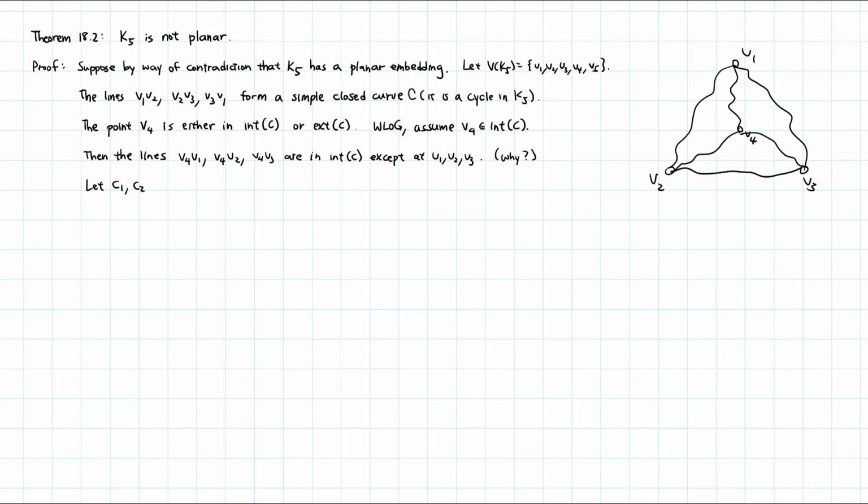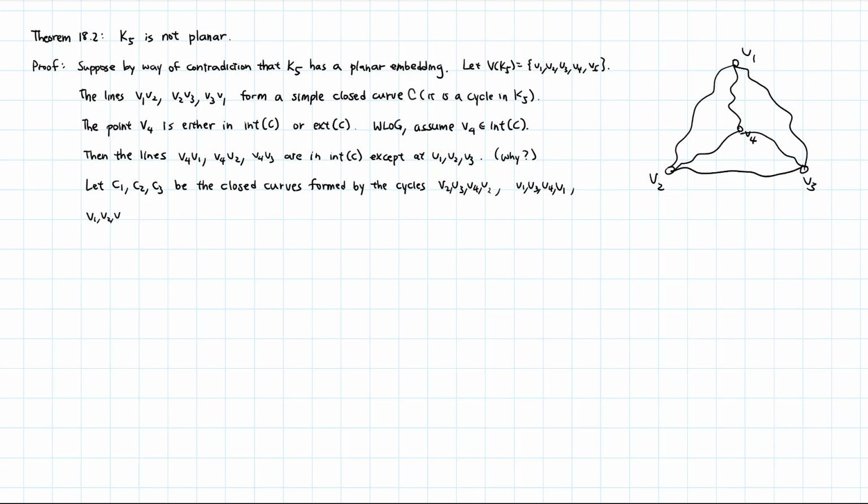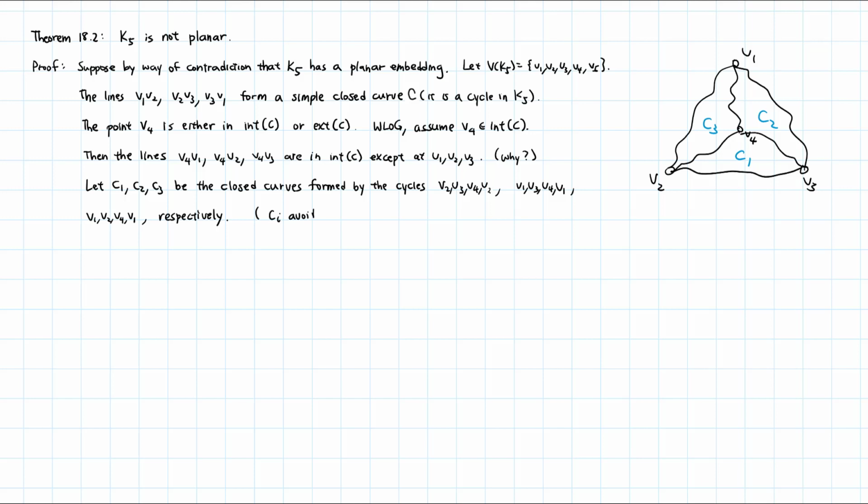We now let C1, C2, C3 be the closed curves formed by the cycles V2, V3, V4, V1, then V1, V3, V4, V1, and V1, V2, V4, V1, respectively. What we are doing is that Ci would avoid the vertex i. Notice that for each Ci, the interior of Ci is a subset of the interior of C, and more importantly, Vi is in the exterior of Ci. So V1 is outside of C1, V2 is outside of C2, and V3 is outside of C3.